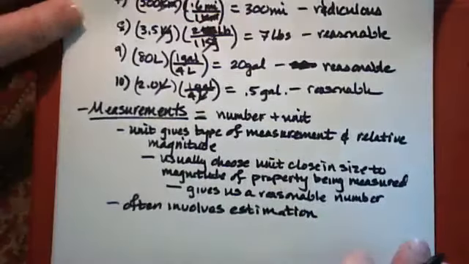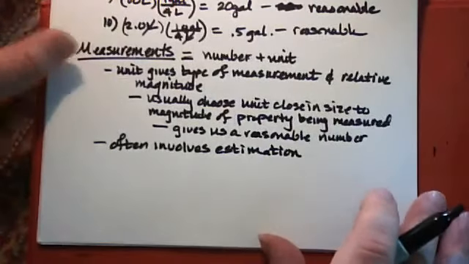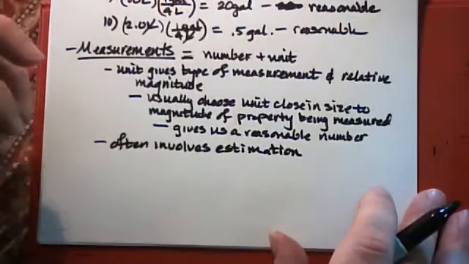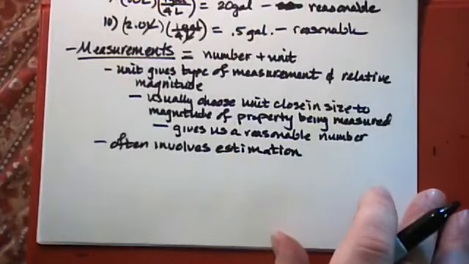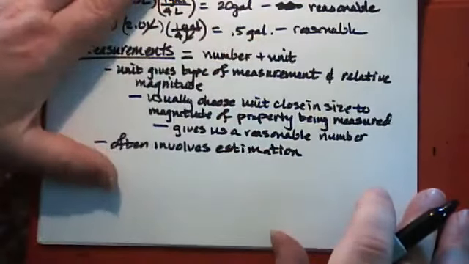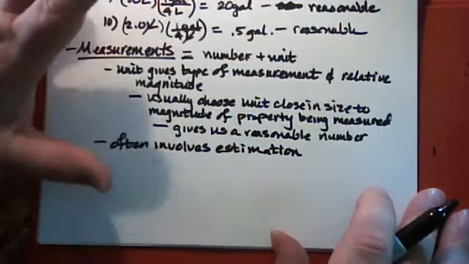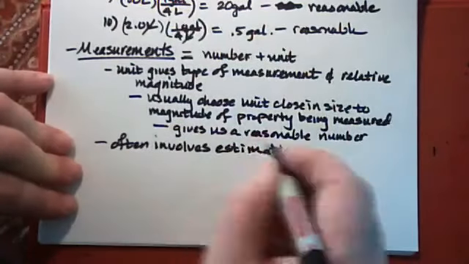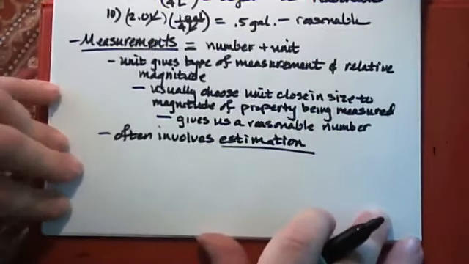Measurement also often involves estimation. We think of measurement as being something that we do exactly, but often it's not possible to get an exact measurement on something. It really depends on what units your measuring device is marked off in, what the size of those units is, and where the object falls relative to an even number of those units. And so measurement often involves a certain amount of estimation.